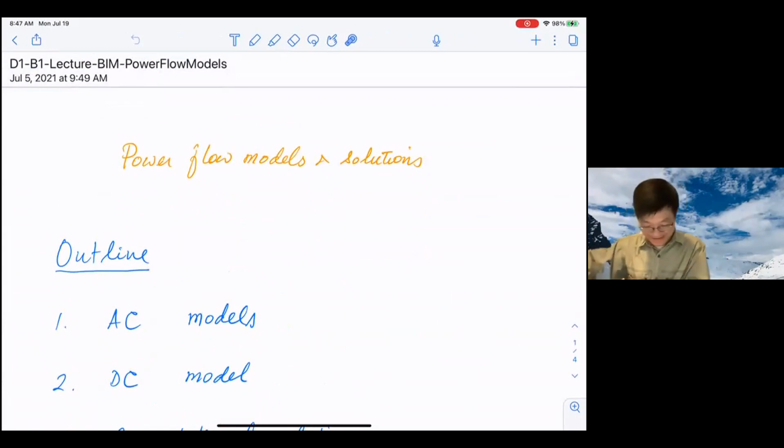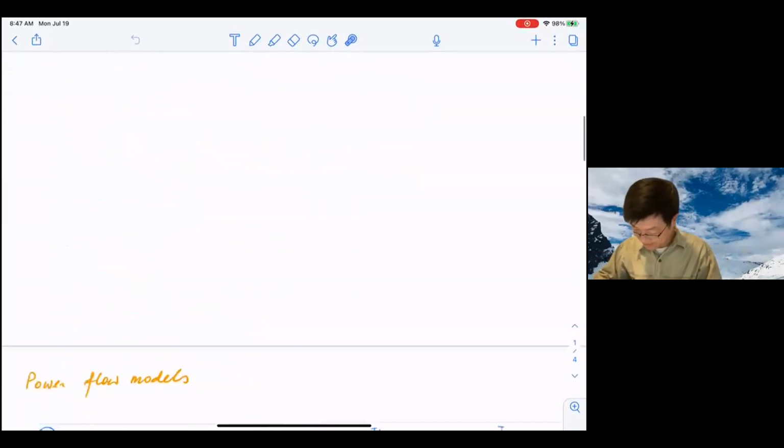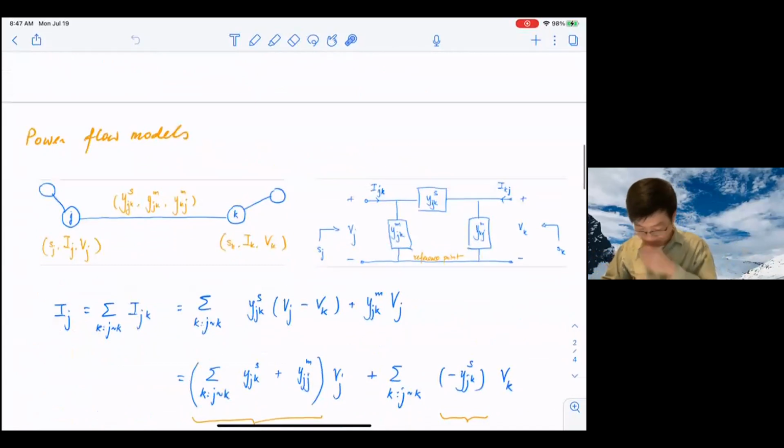Thank you. Yes. Okay, so let's get started on the AC model. I will go through this very quickly because supposedly this will be review, but I want to make sure that we are all on the same page, at least on the notation.